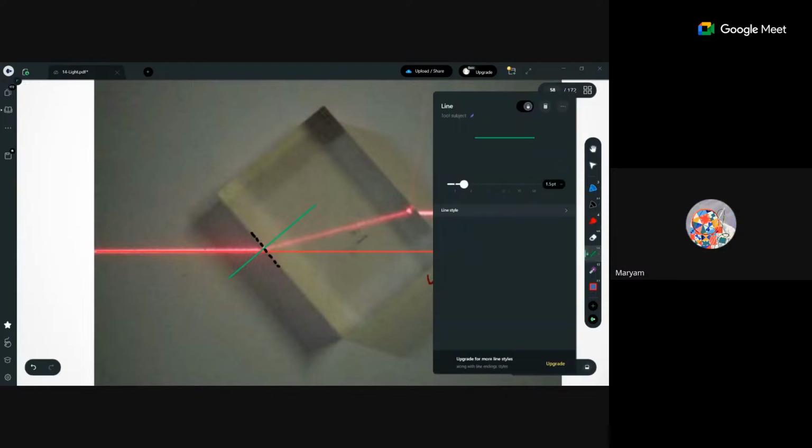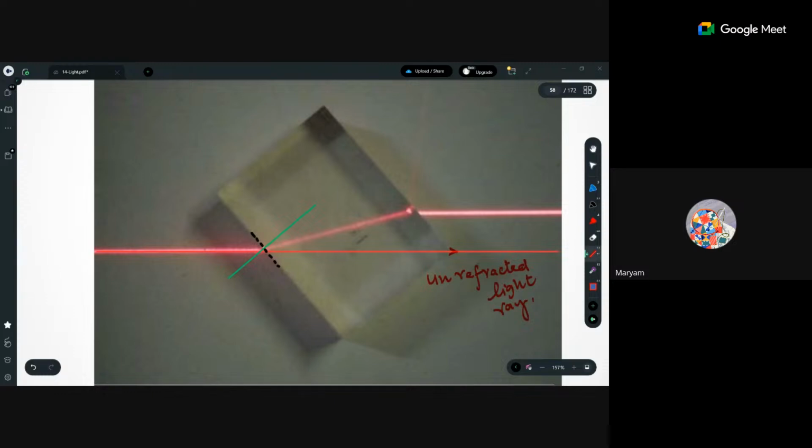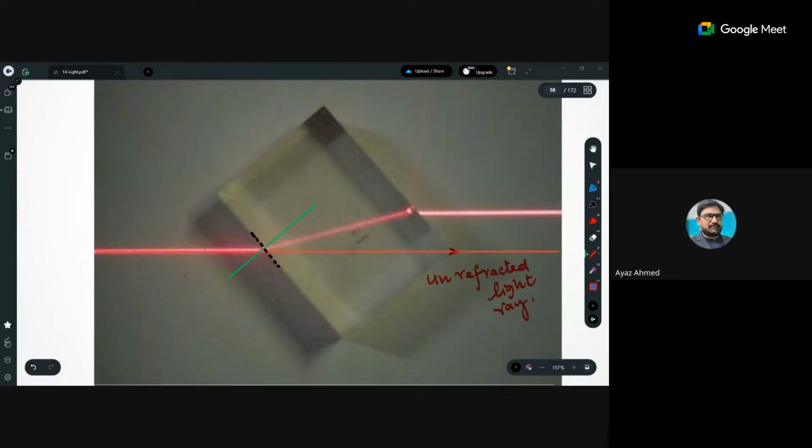Almost. But is the normal perpendicular to the surface? Yes, normal is perpendicular. Okay, so this means that now the light is following this path. So is it bending towards the normal or not?